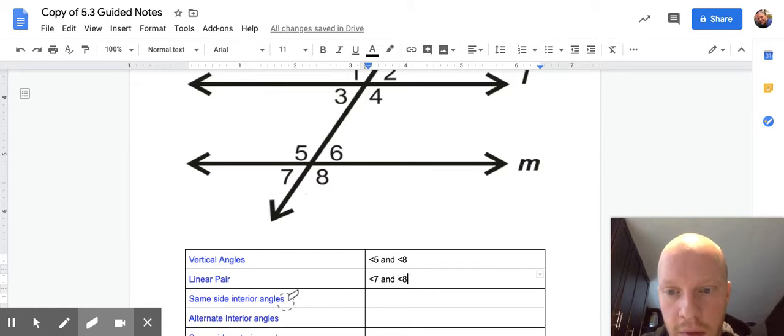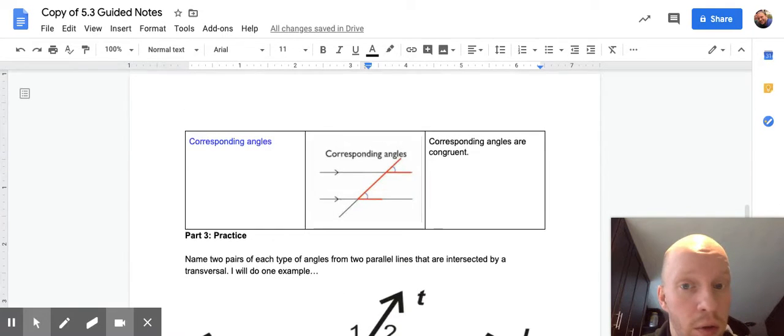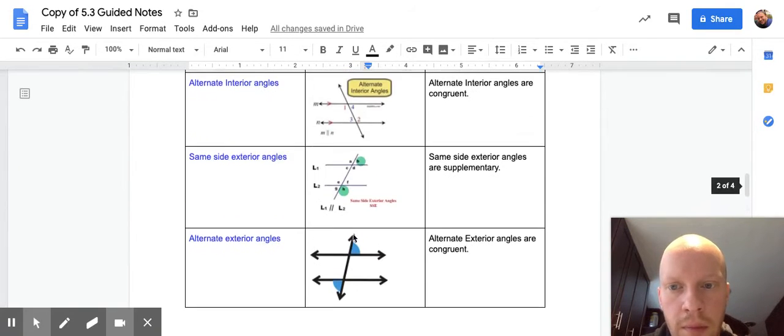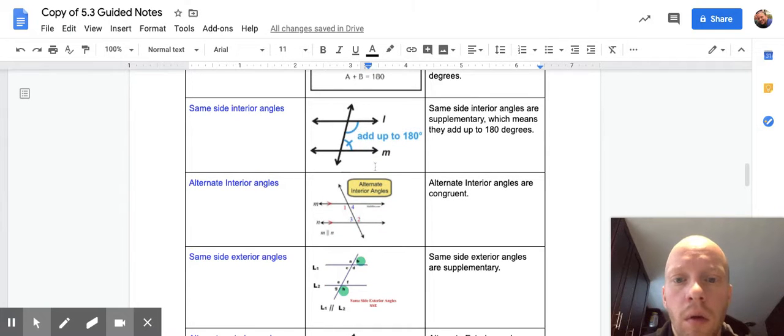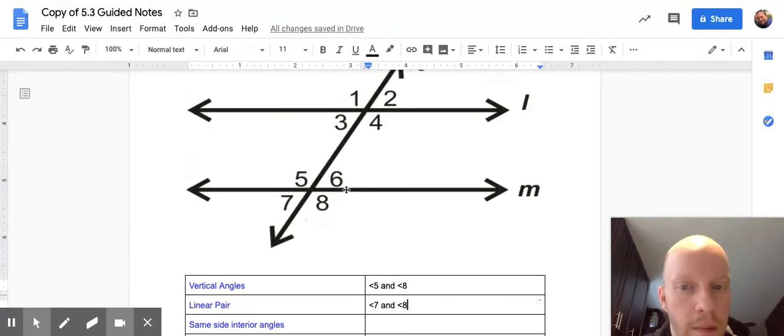Now let's take a look at same side interior. Same side interior, if you are forgetting what it means, let's take a look back up on our guided notes. Oh, here we go. Oh, I see. So they're on the same side, they're interior, and they are supplementary. So we're going to go back down here. We're going to look at our transversal. You're going to name same side interior. So same side.